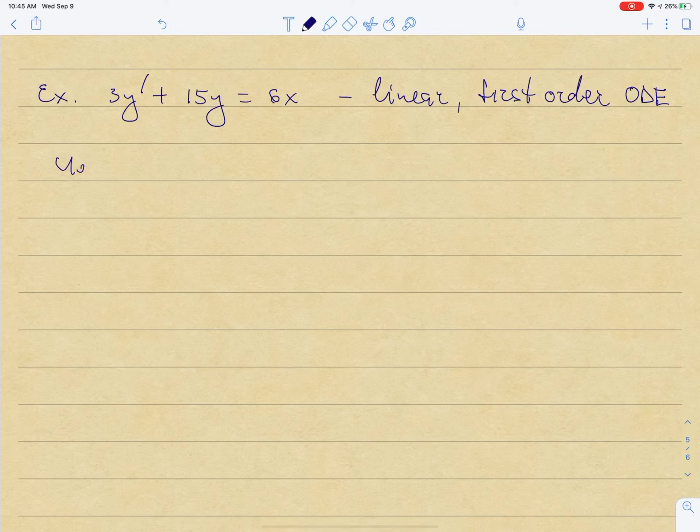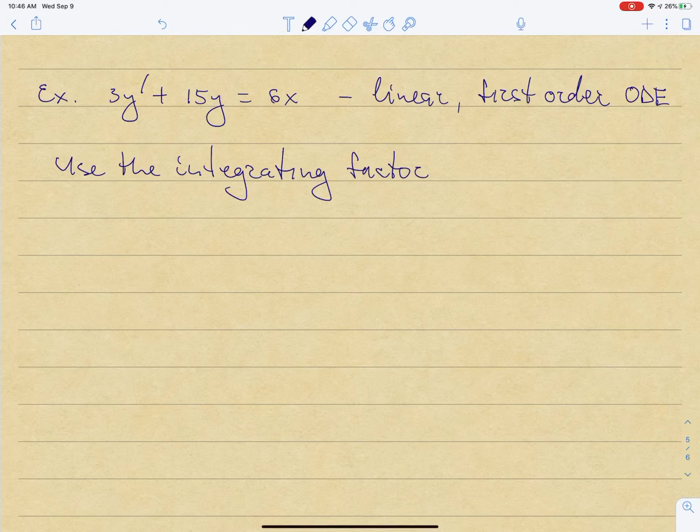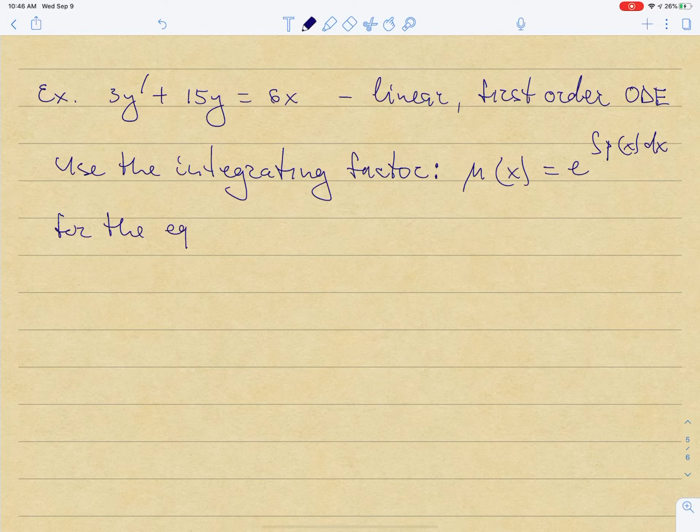So, use the integrating factor. Remember that the integrating factor mu of x is equal to e to the power integral of p of x dx, for the equation y prime plus p of x y equal to q of x.